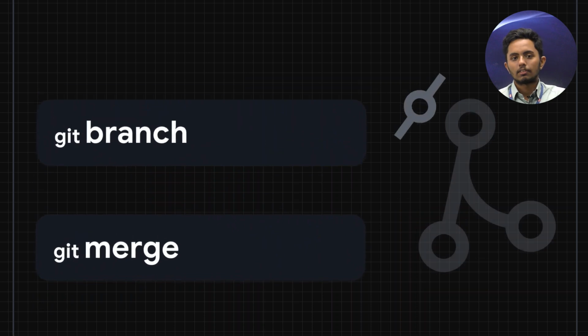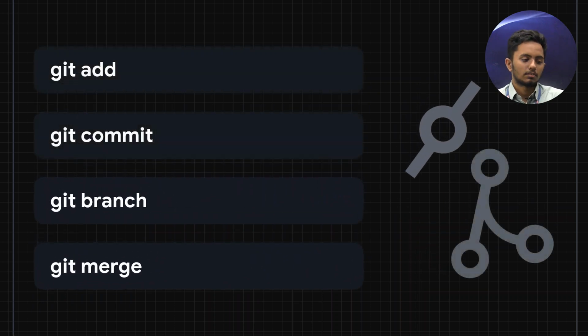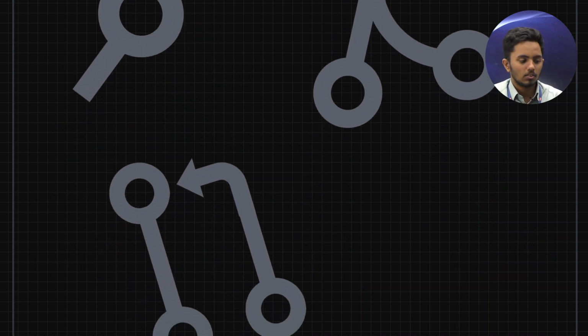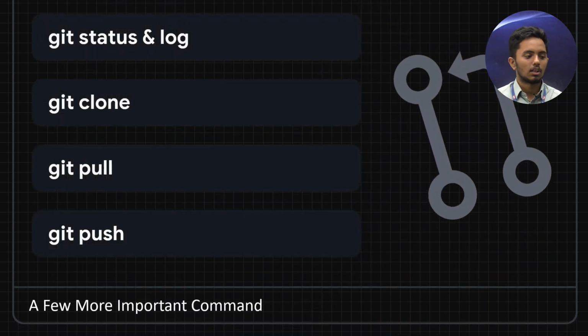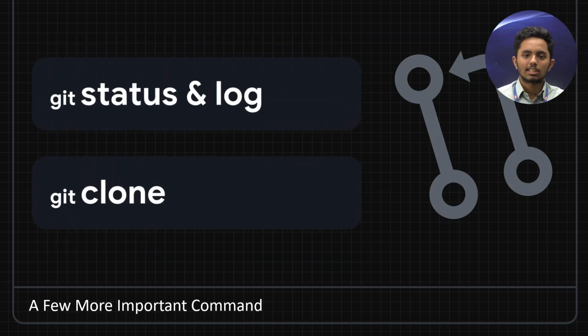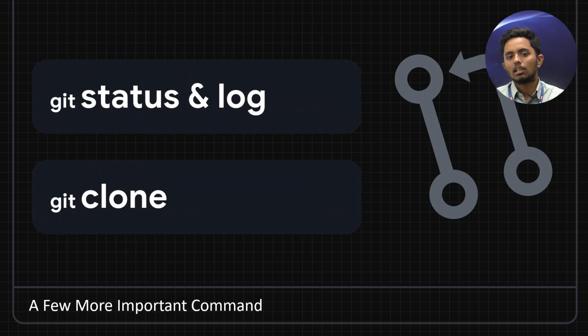And with that, we've completed 4 basic commands of Git. What do we do next? Let's learn 4 more. Why not? So now the 4 commands that I'm going to teach you are git status, log, clone, pull and push. So let's look at the first two, git status and git log, and then the command git clone.